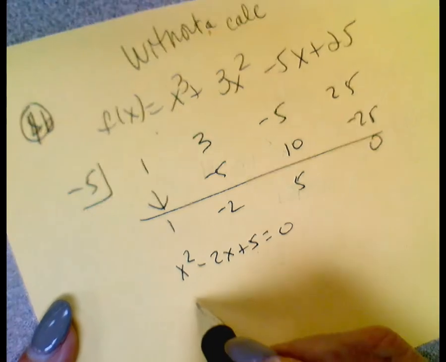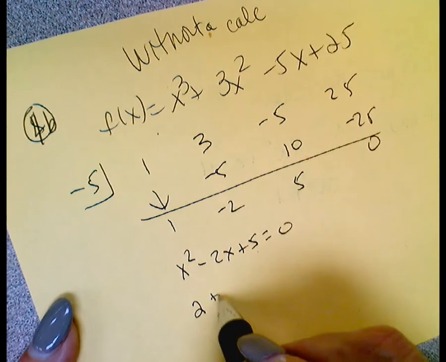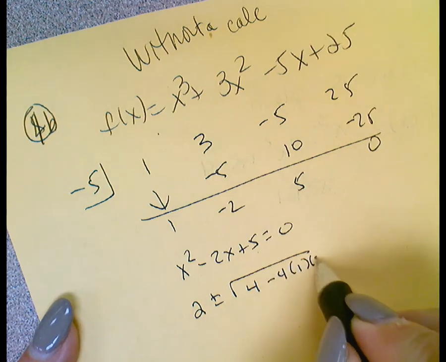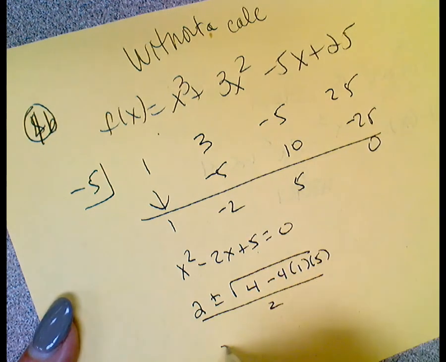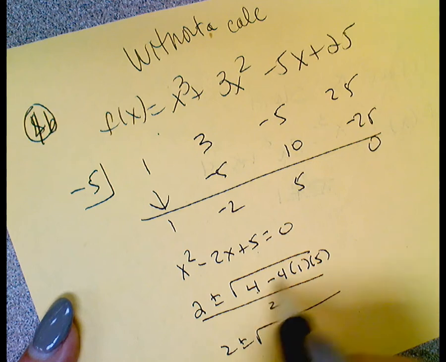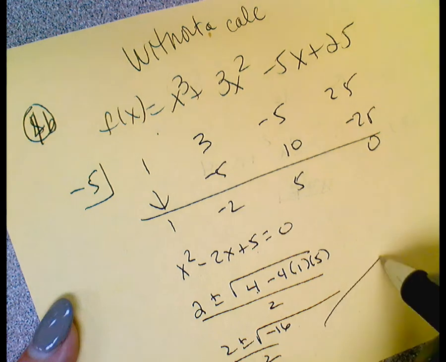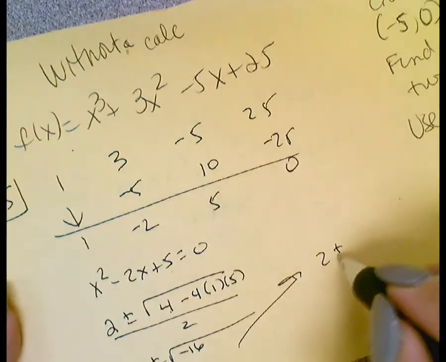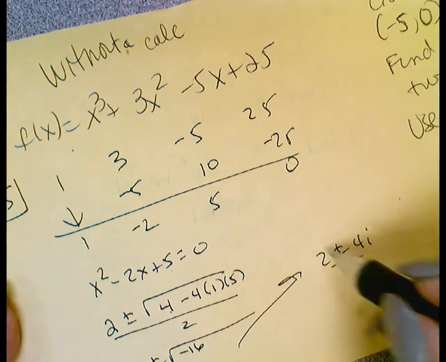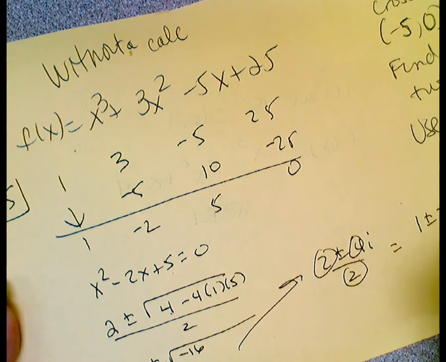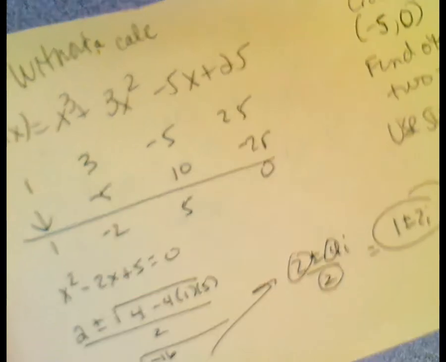do the quadratic formula. So the opposite of b is 2. B squared is 4 times 4 times 1 times c over 2. 4 minus 20 is -16 over 2. So that is 2 plus or minus 4i over 2. Take a 2 out of all of these. And your other answers are 1 plus or minus 2i.